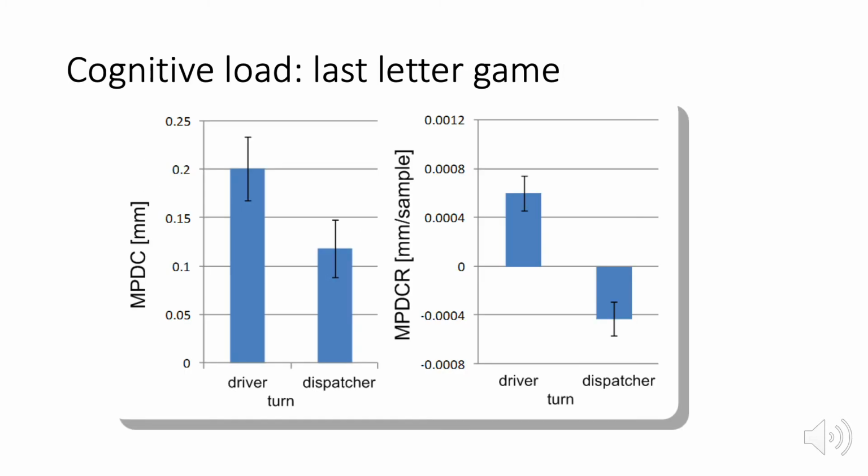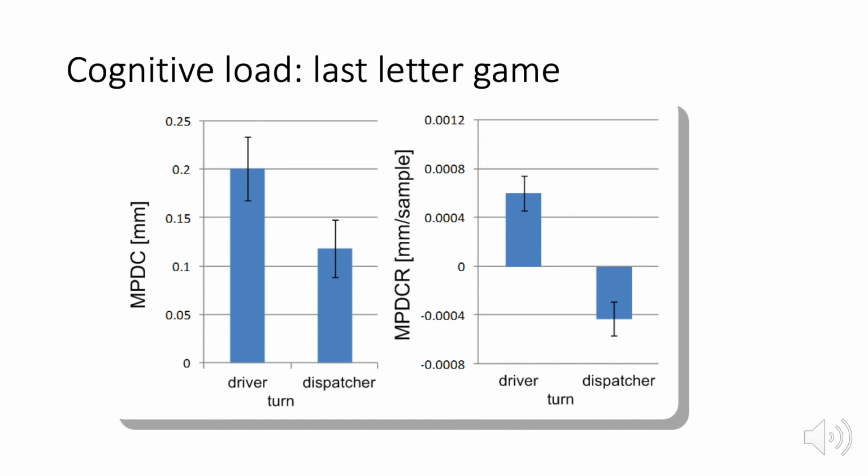And here are a couple of graphs that show you that indeed during the last letter game, the mean pupil diameter was higher when it was the driver's turn. So for the driver, when it was their turn to think, their pupil diameter was higher than when it was the dispatcher's turn to think, right? I also want to point out that the differences are really, really tiny. We're talking about a difference of about 0.1 millimeter or even less.